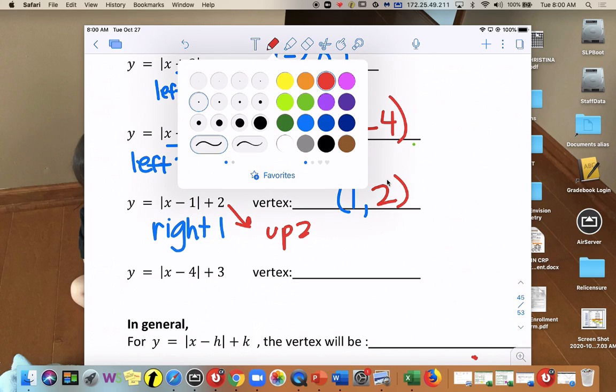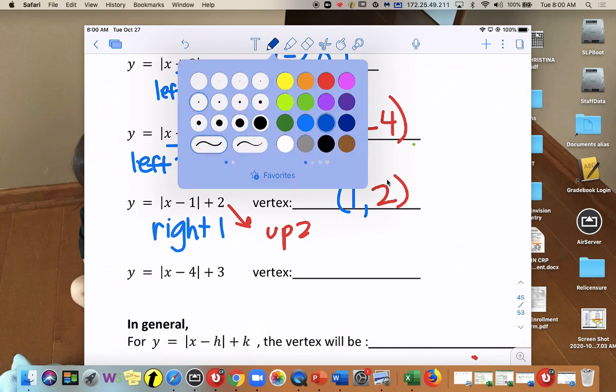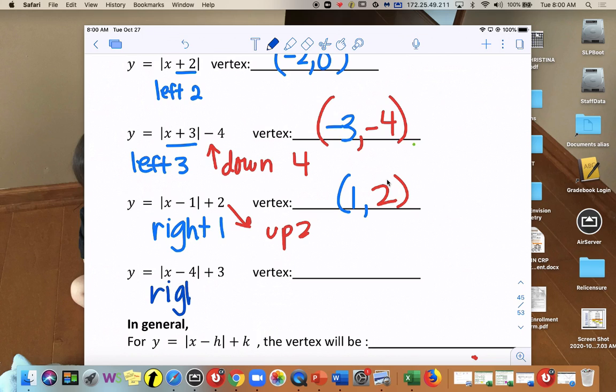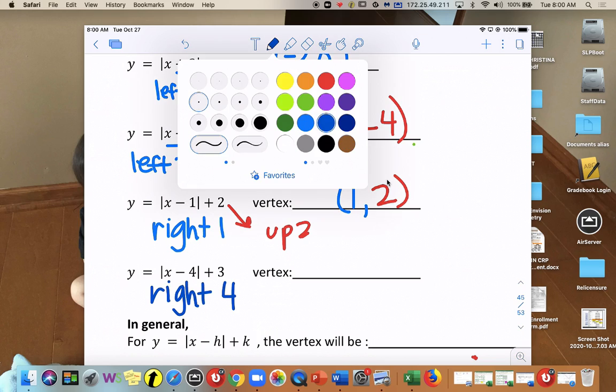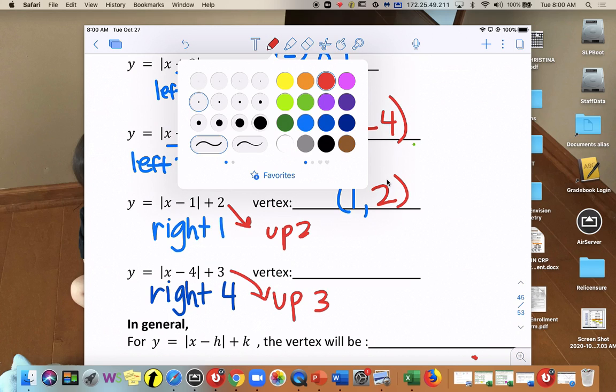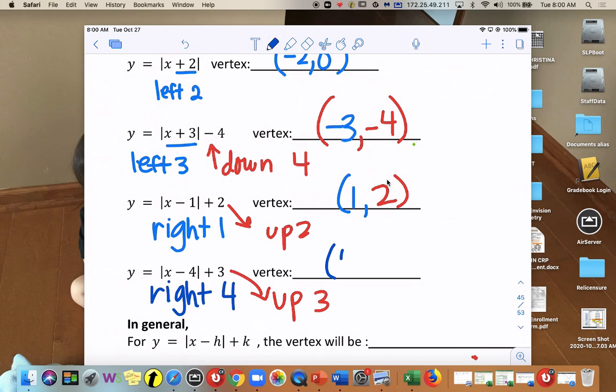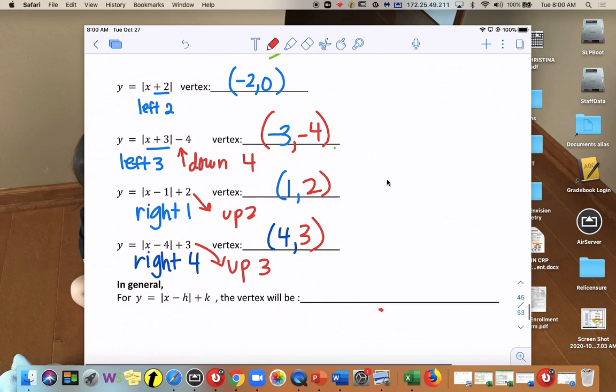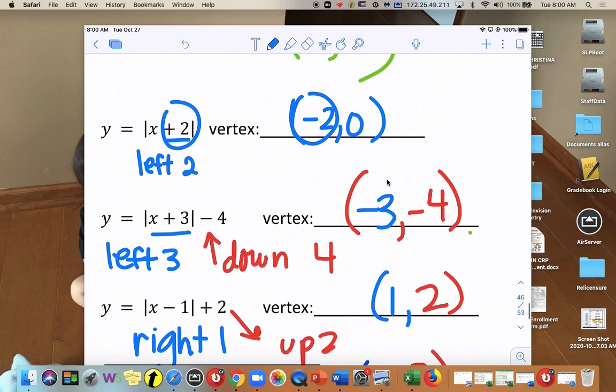And let's take a look at our last one. Our vertex here would be to the right 4 and up 3. And so if it's to the right 4, that would be 4, up 3 would be +3 right here. And so if you notice, the left or right shift in the vertex, they're always the opposite of one another. So this is +2, but it was left 2.